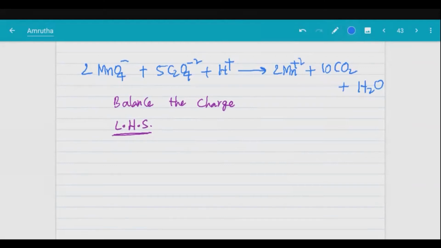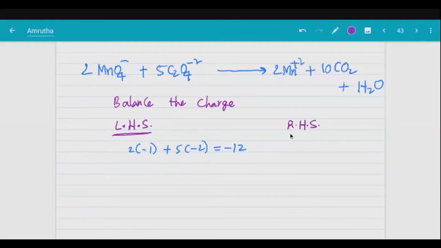Left side charge, minus 1. MnO4 is minus 1, but 2 times. So 2 into minus 1 plus 5 into minus 2 plus 1 into H plus. Or you can leave this, and we can balance the H plus later. Don't write H plus, we can add it later. LHS: 2 into minus 1, 5 into minus 2. How much is it? Minus 2, minus 10, so minus 12.